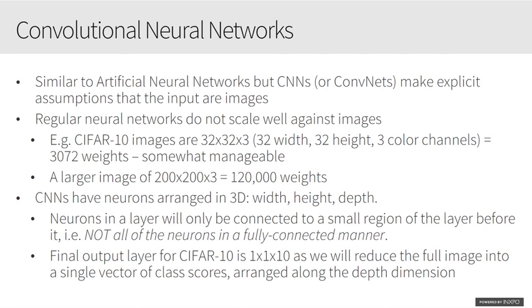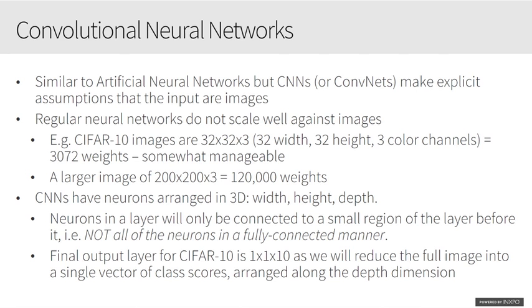But the other key concept is that neurons in a layer will only be connected to a small region of the layer before it, okay? In other words, it's not a fully connected matter. It's only going to look at a small set of information. This is very important when we start talking about things like convolution, stride, and padding a little bit later on, okay?